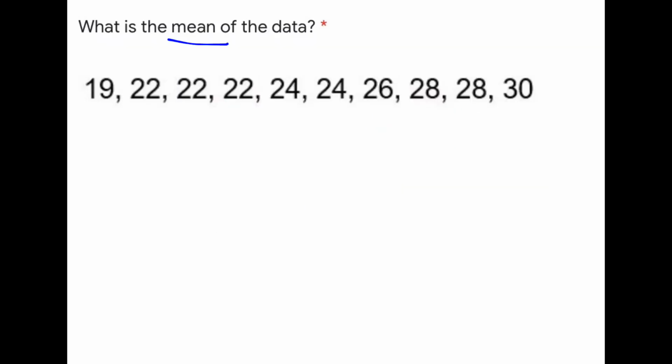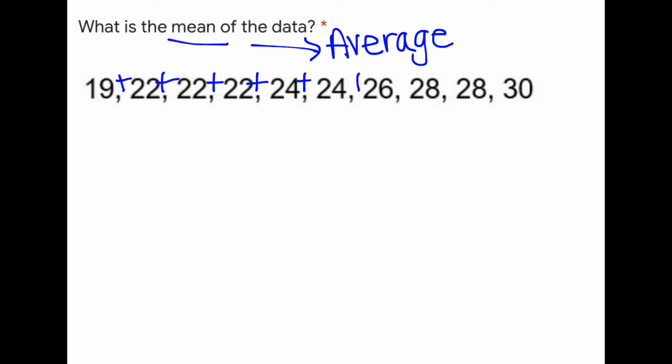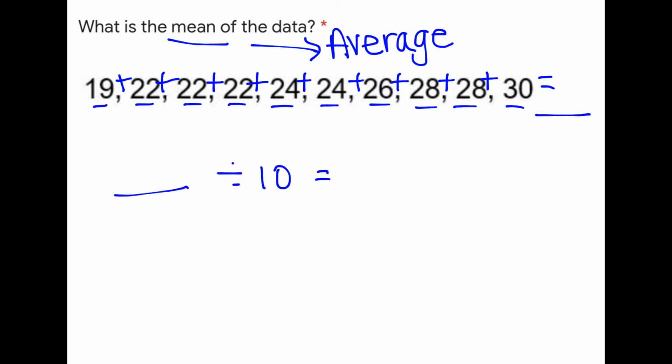What is the mean of the data? Remember, our mean is our average. And with the mean, all we're doing is we are adding our data together. And then once we get our total, we got to count how much there is. That would be 1, 2, 3, 4, 5, 6, 7, 8, 9, 10. After we get our total, we are going to divide by 10.